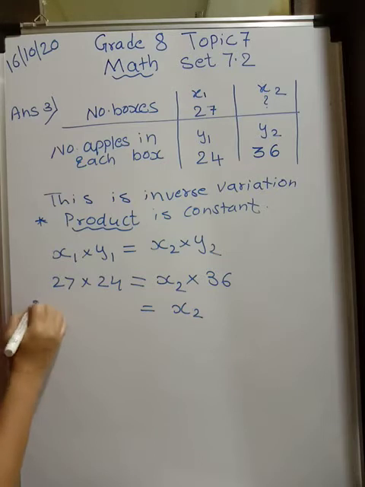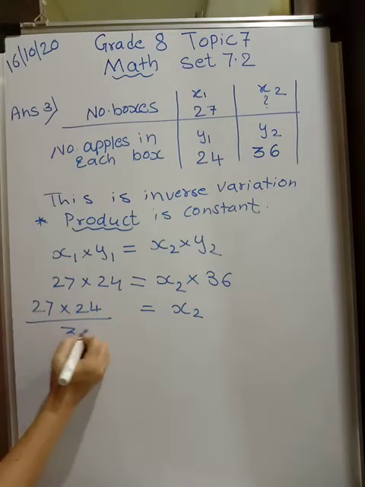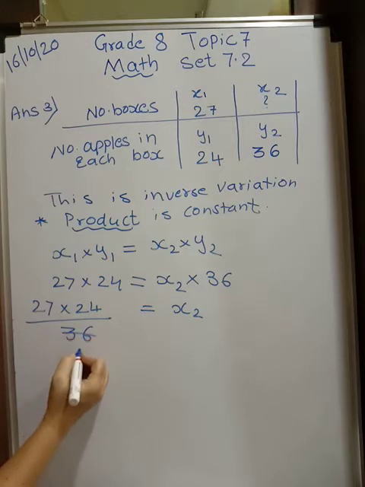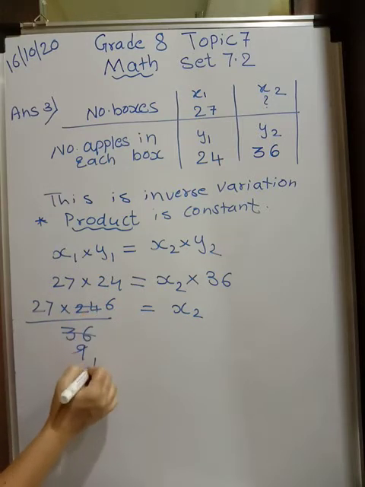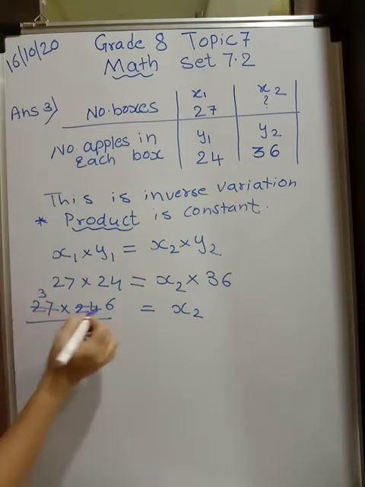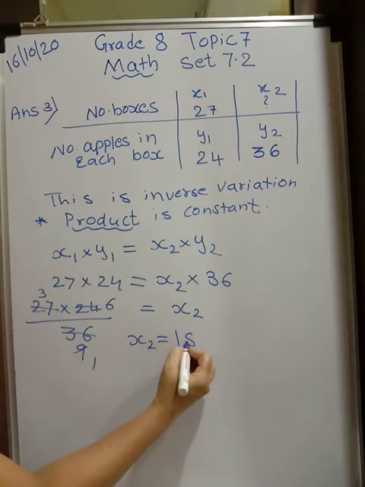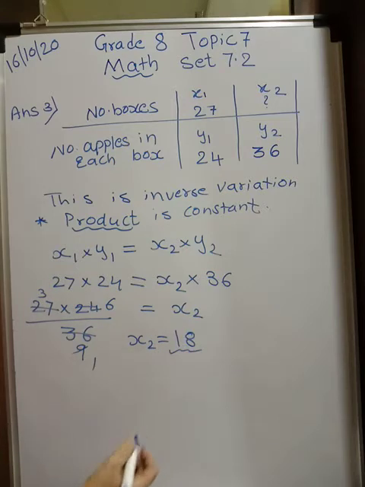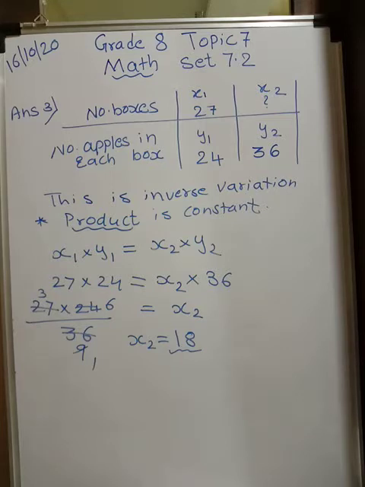What will be x2? 27 into 24 upon 36. So this is, 4 9s are 36 and 4 6s are 24, 9 1s are 9 and 9 3s are 27. 6 3s are 18. So x2 will be equal to 18. So please write in statement form. 18 boxes will be required. Alright. If 36 apples are put in a box. Is this clear? I hope it is very easy. It is just a matter of understanding.